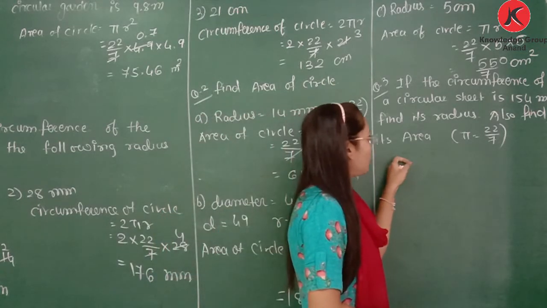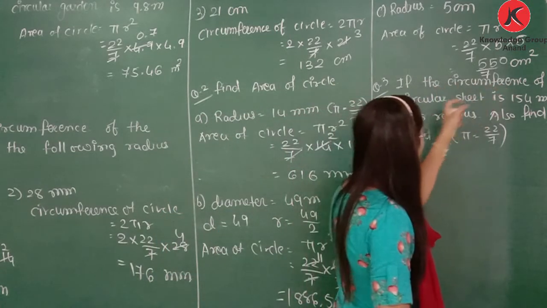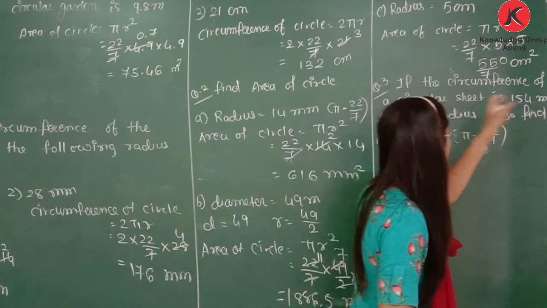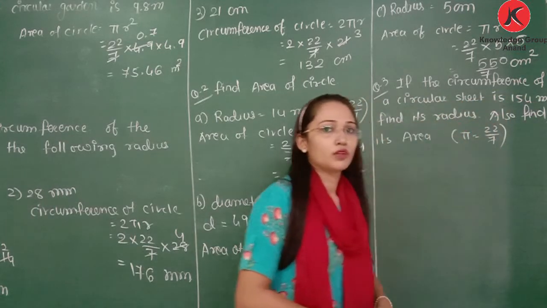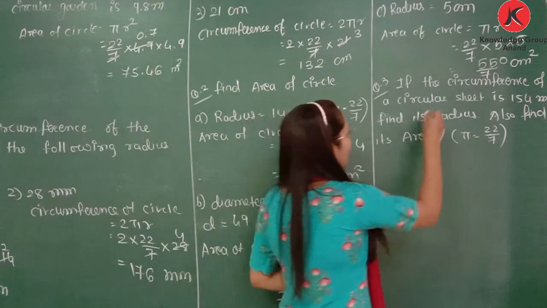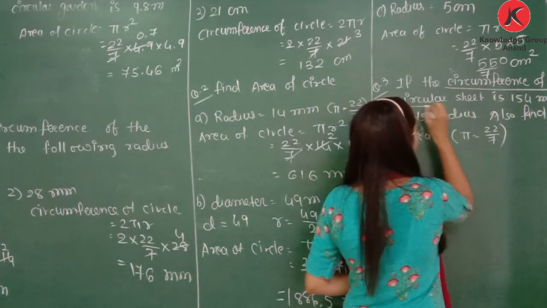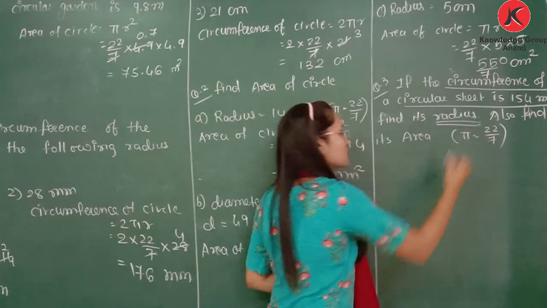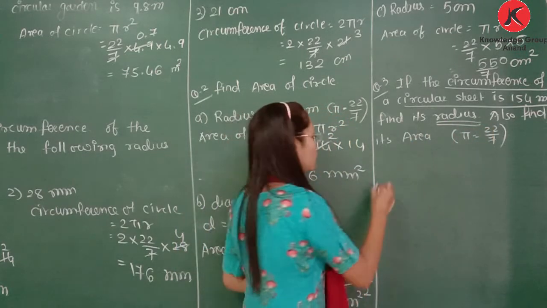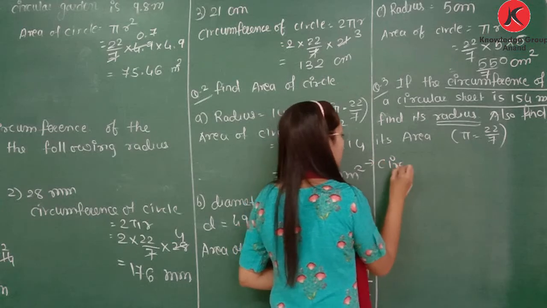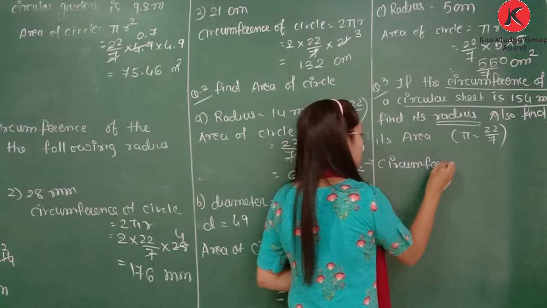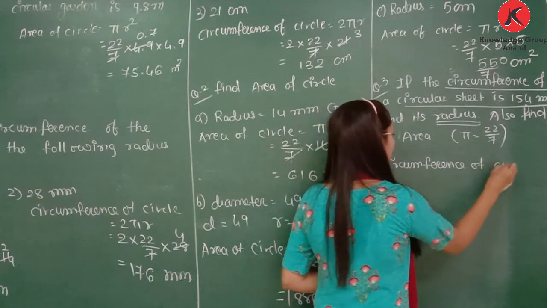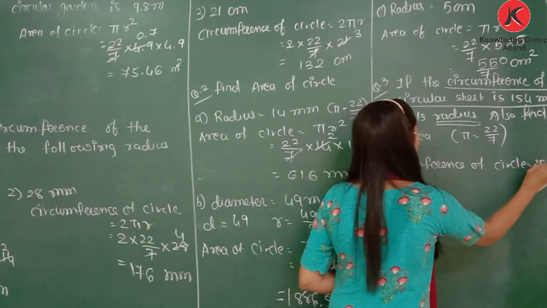That is the area of circle. Now next, question number 3. If the circumference of a circular sheet is 154 meter, find its radius. In the question it is written that the circumference of the circle is 154 meter, find its radius. Means radius is not given. So we can use circumference of circle, that is 2 pi r.